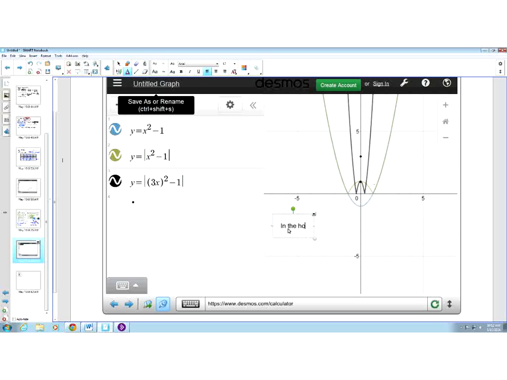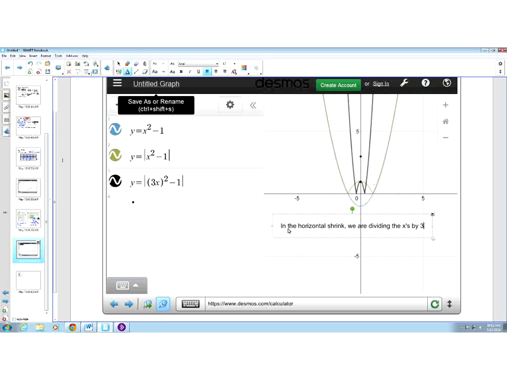What we're doing with the horizontal shrink, in the horizontal shrink, we are dividing the x's by 3. Okay, and that's what's resulting in the horizontal shrink.